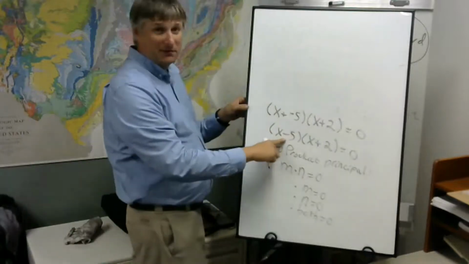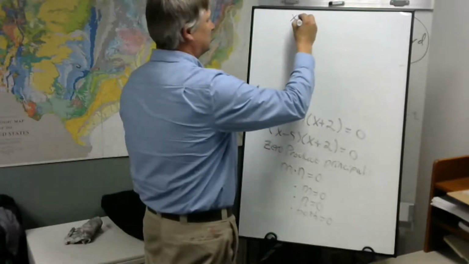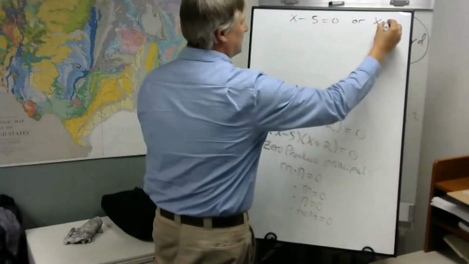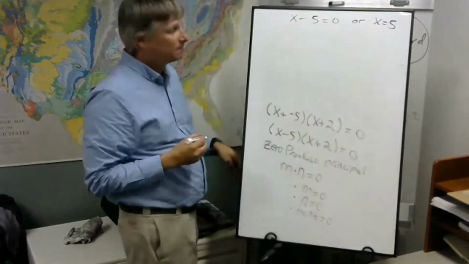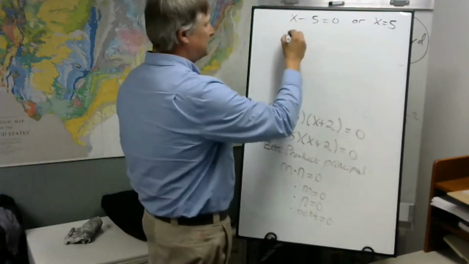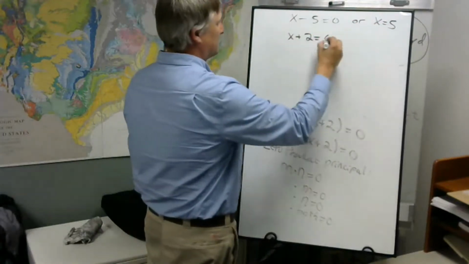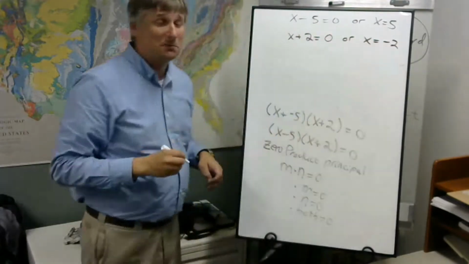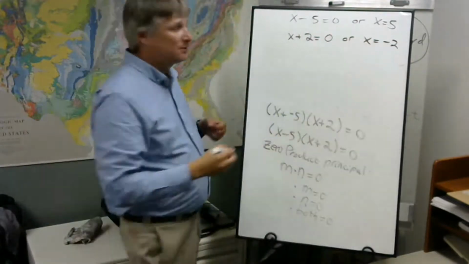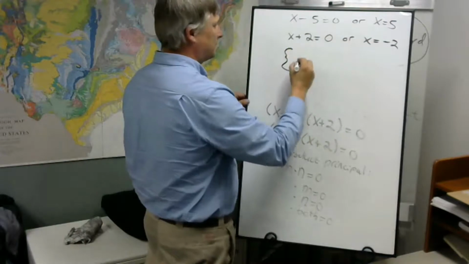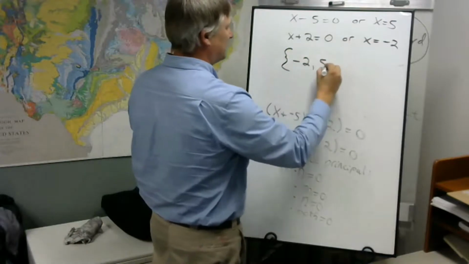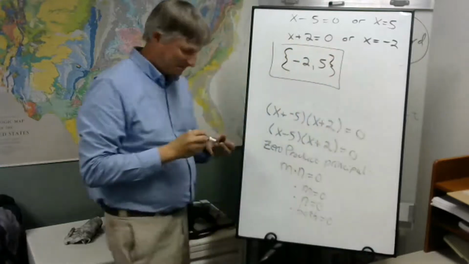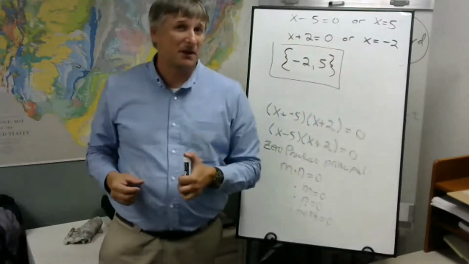So what would make this 0? Well, x would be 5. And for this to be 0, x would be -2. So that means our answers are -2 and 5. And that's the guess and check method.